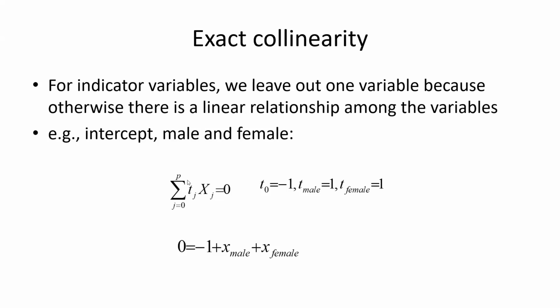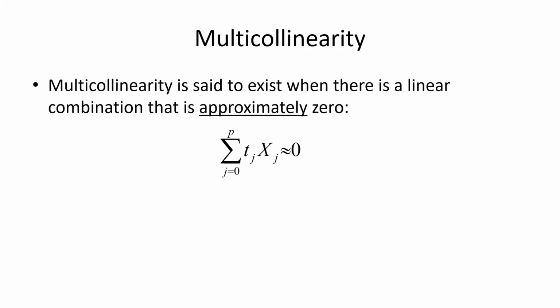We're looking at the intercept, male and female, and we're choosing for female the coefficient 1, for male the coefficient 1. Remember, the intercept is 1. And we choose the coefficient -1, right? So T0 is -1. With this choice, we have -1 plus indicator of male and female. These together are always 1, and so you have -1 plus 1 equals 0. So that was exact collinearity.